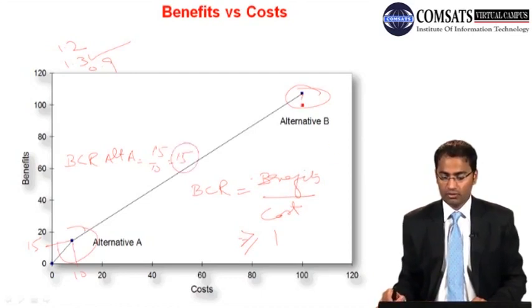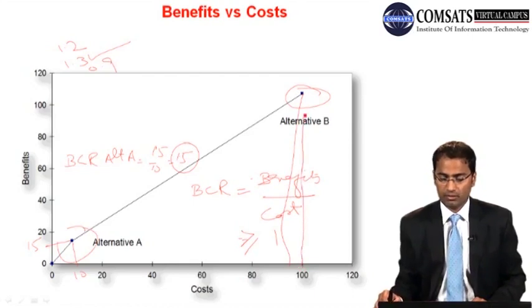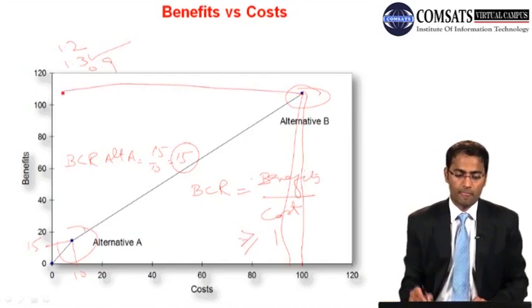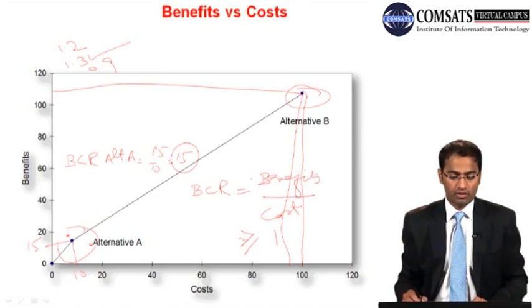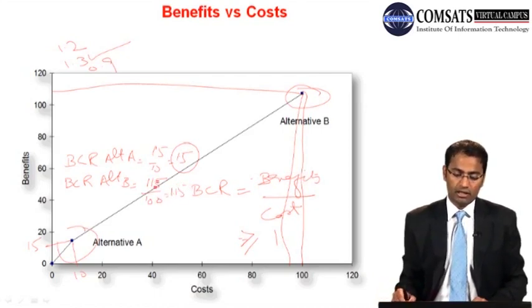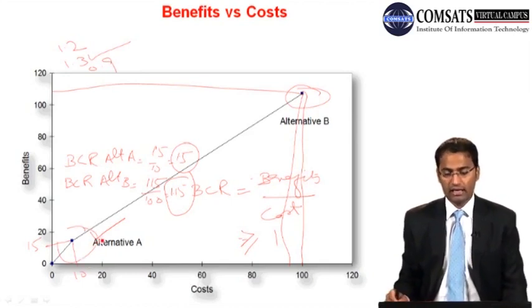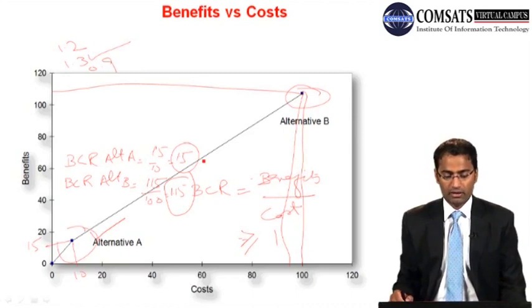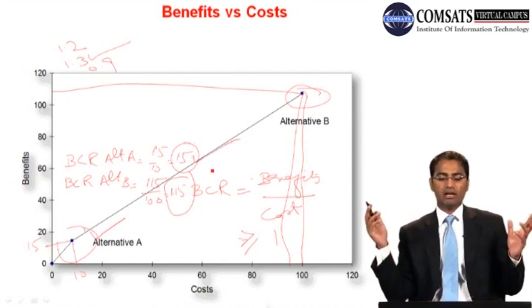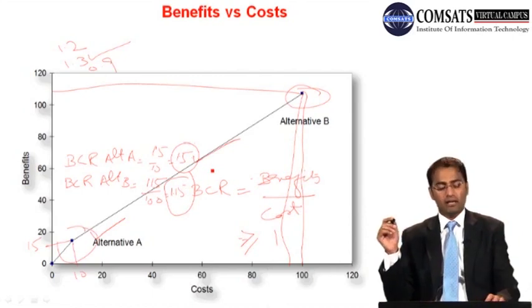Okay, and for alternative number 2, let's say we have a cost of 100 and benefits of 115. So BCR for alternative B is equal to 115 divided by 100, and that is 1.15. So alternative A is more profitable. The benefit cost ratio is higher for alternative A than alternative B. For alternative A we have 1.5 BCR, and for alternative B we have 1.15. So we will choose which one? As I've told you, we will choose the higher value, so if we have to choose between alternative B and alternative A, we will choose alternative A for this particular example.